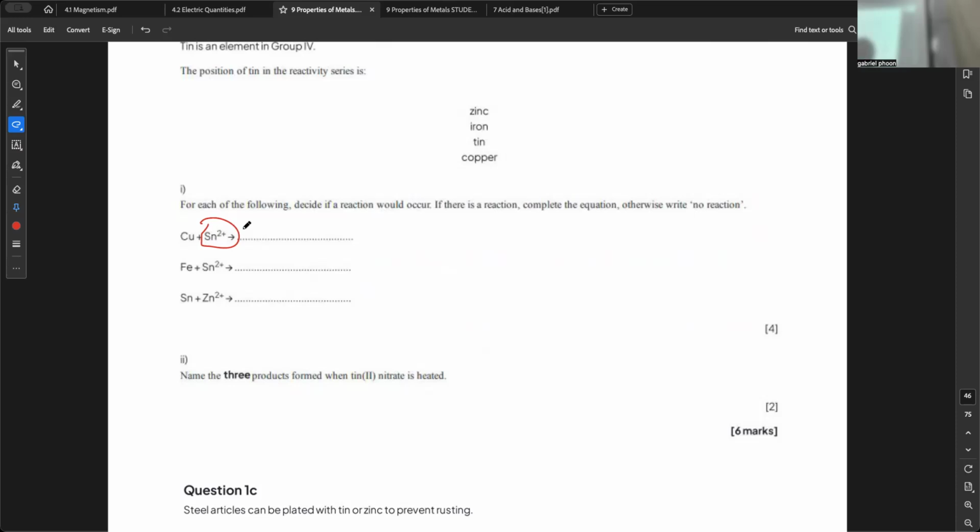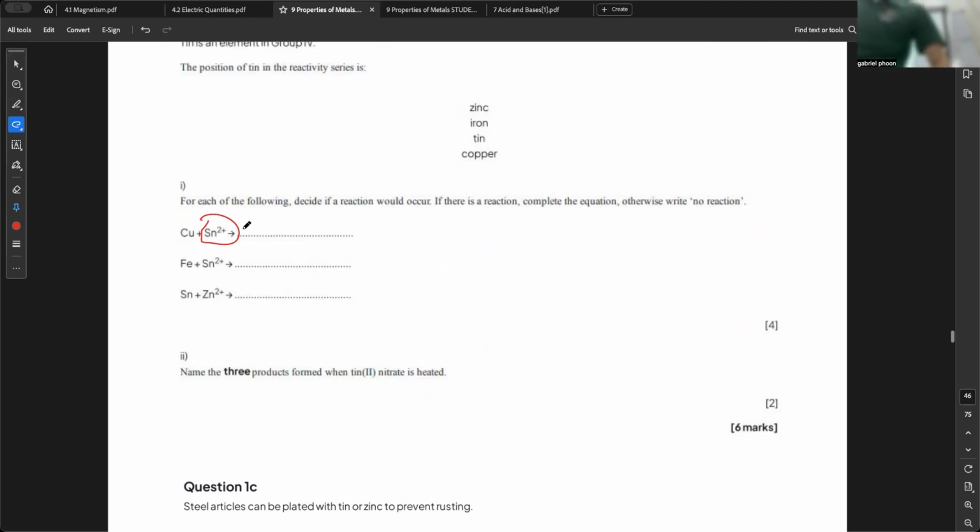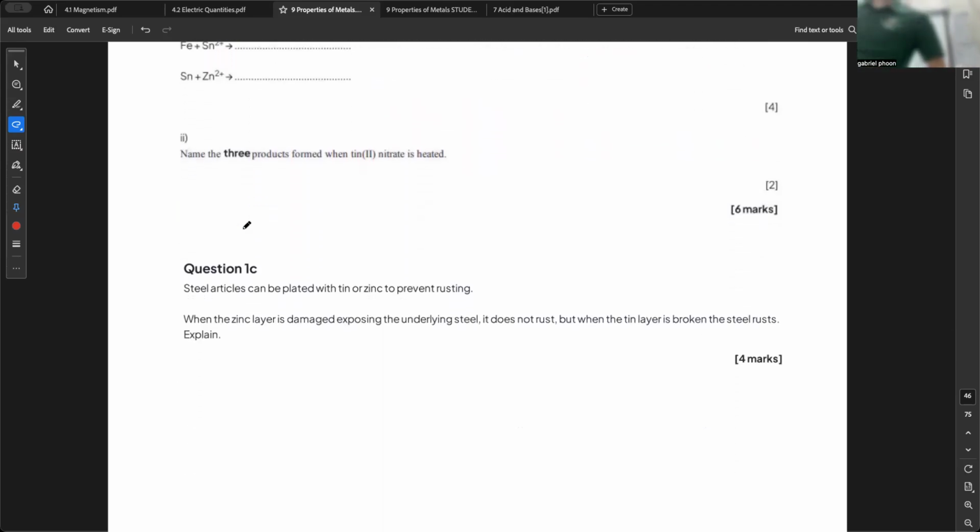So this one, 1C, is basically the same as K. Yeah, it'll be the same.